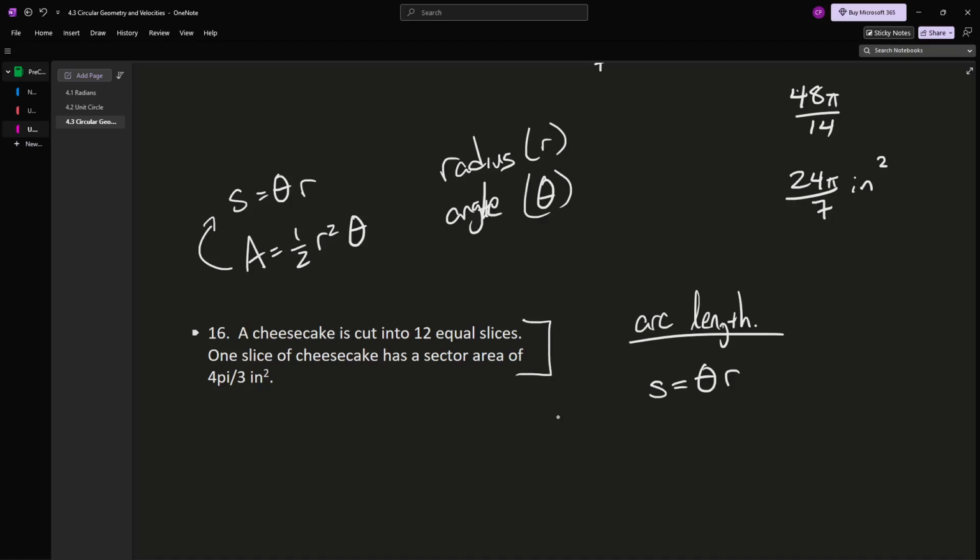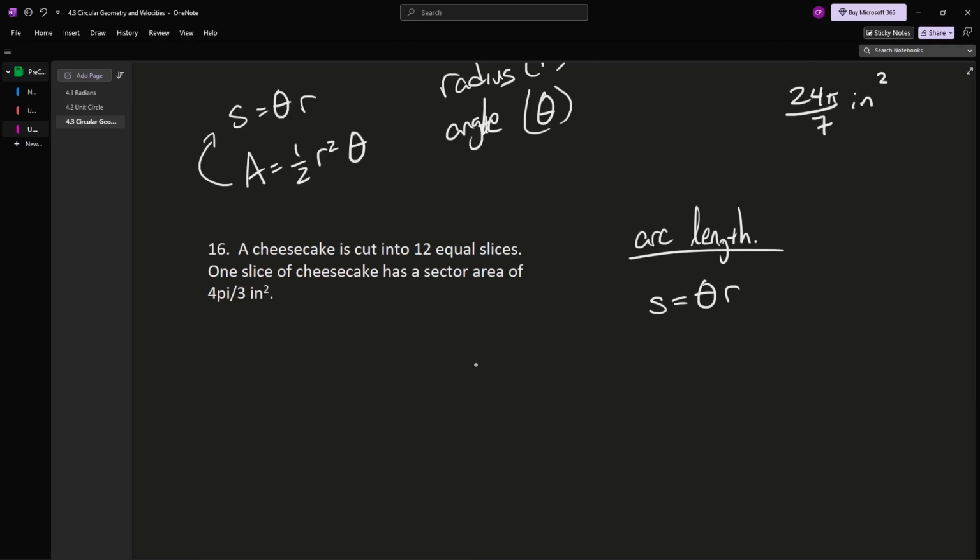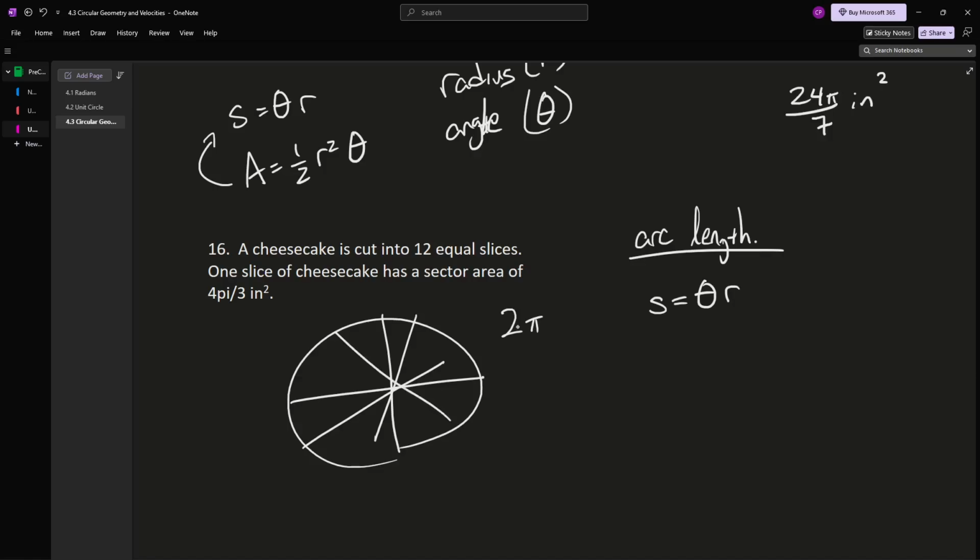A cheesecake is cut into 12 equal slices. 12 equal slices is a big indicator. It is a very common thing that we use, cutting something into equal slices. So if I have a whole circle of angle 2 pi, and it's being cut into 12 equal slices, what is happening to my angle? My entire angle of 2 pi is being divided into 12. So I'm being cut pi over 6. My theta equals pi over 6.